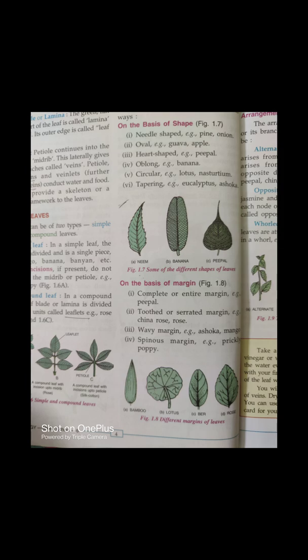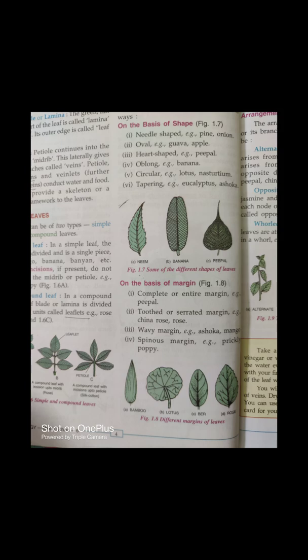Today we are going to learn about the basic shape of leaves. There are 6 types of shapes of leaves. Needle shape, oval shape, heart shape, oblong shape, circular shape and tapering shape.